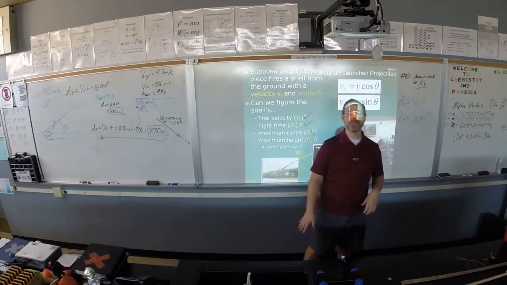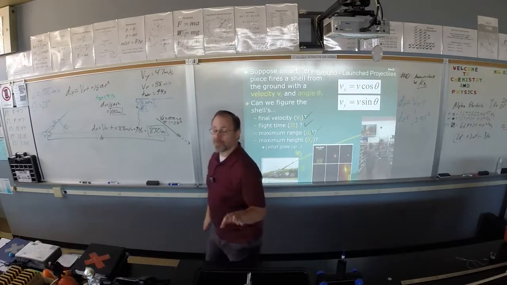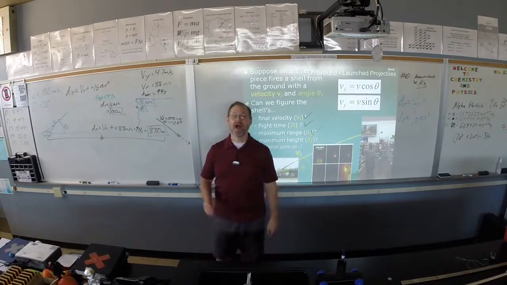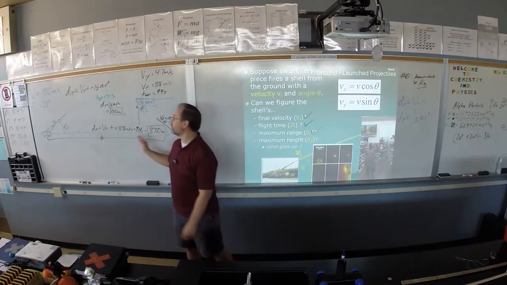So using the formulas that you now have, in 8 seconds, the projectile hits Jimmy's window. How high was Jimmy's window, and how far from the cannon was it?